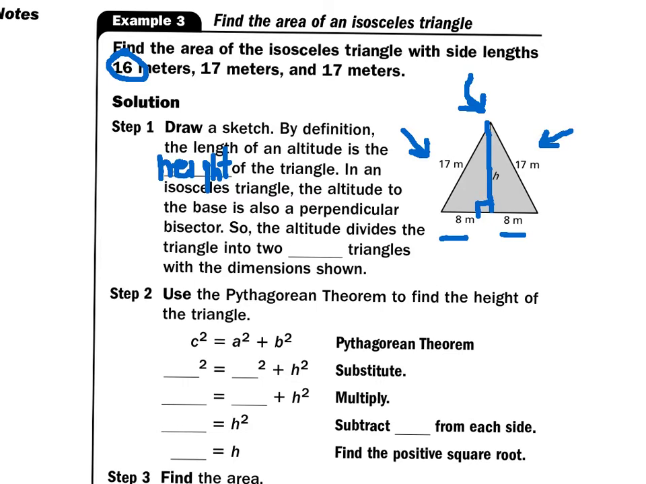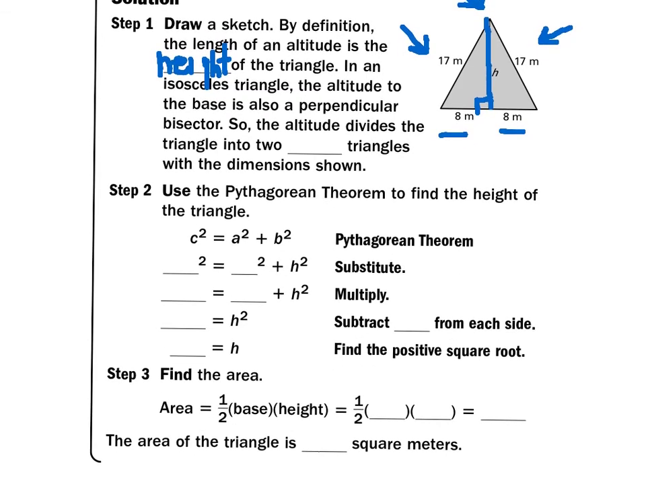Now I have two right triangles with side lengths of 8, x, and then hypotenuse 17. So I can figure out what the x is by subtracting. So I'm going to come down here to step 2 and fill in what I know. So 17 squared equals 8 squared plus something. 17 squared is 289.